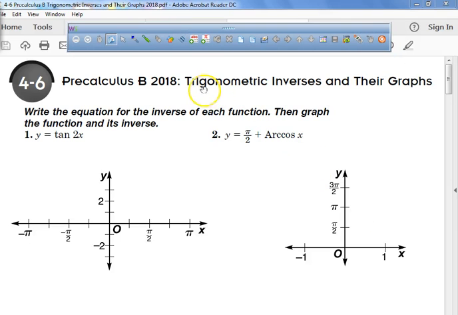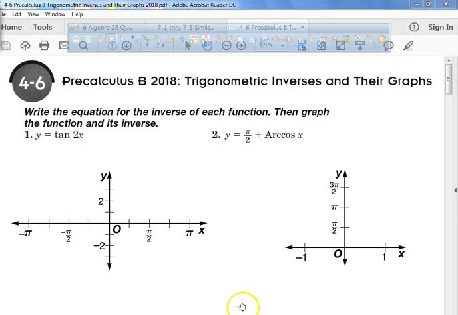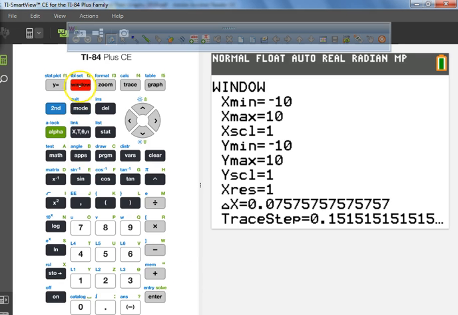Today we're talking about the trigonometric inverses and their graphs. Right now what I'd like you guys to do is go ahead and graph y equals the tangent of 2x. Just go to our graphing calculator right now. Go to the window button.